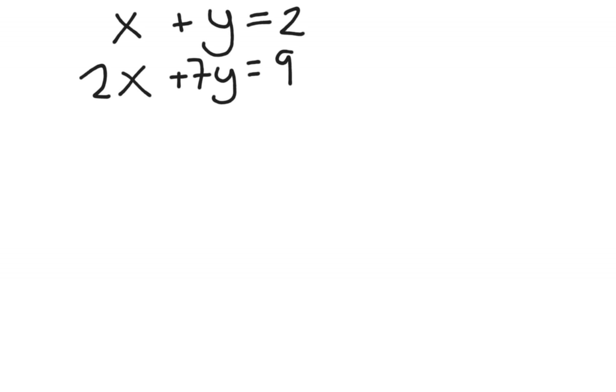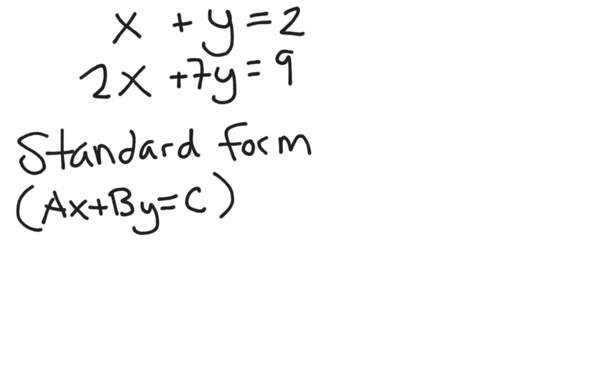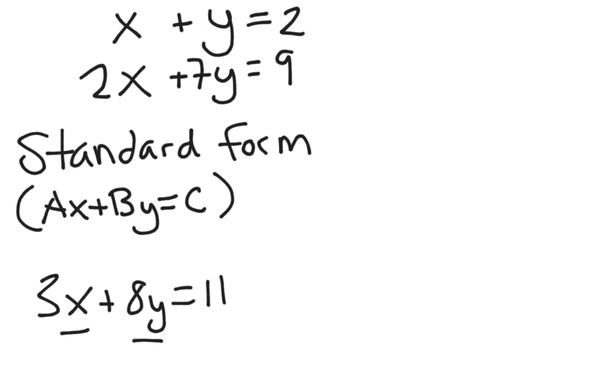I notice that my equations are already in standard form, and that standard form is going to make adding them much more efficient than any of the other two methods that we've done so far. So I noticed that if I were to just add them like I normally would, I wouldn't be able to cancel out any of the variables. If I just add these two equations together, I would end up with 3x plus 8y equals 11. And I still have both my variables, so that's not going to help me.